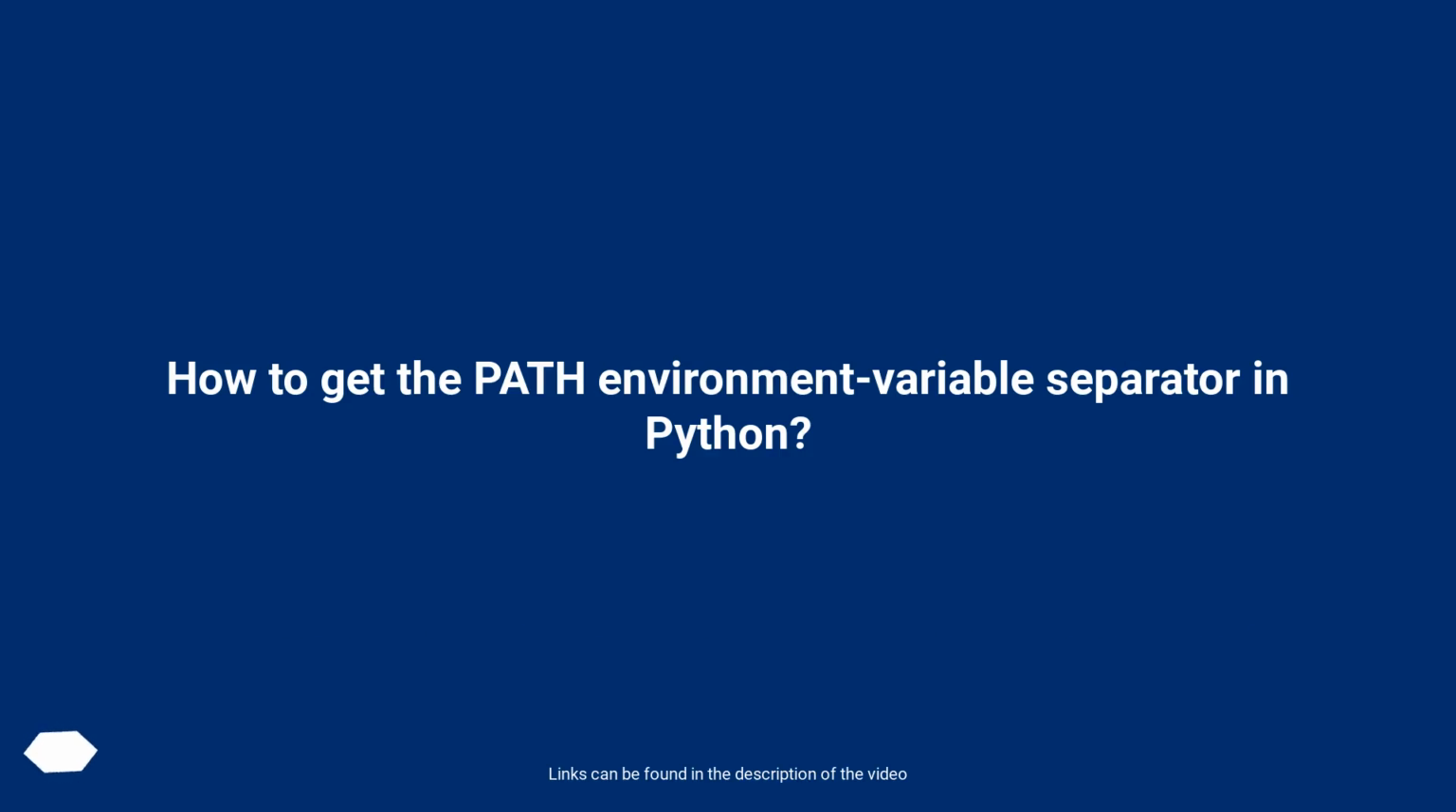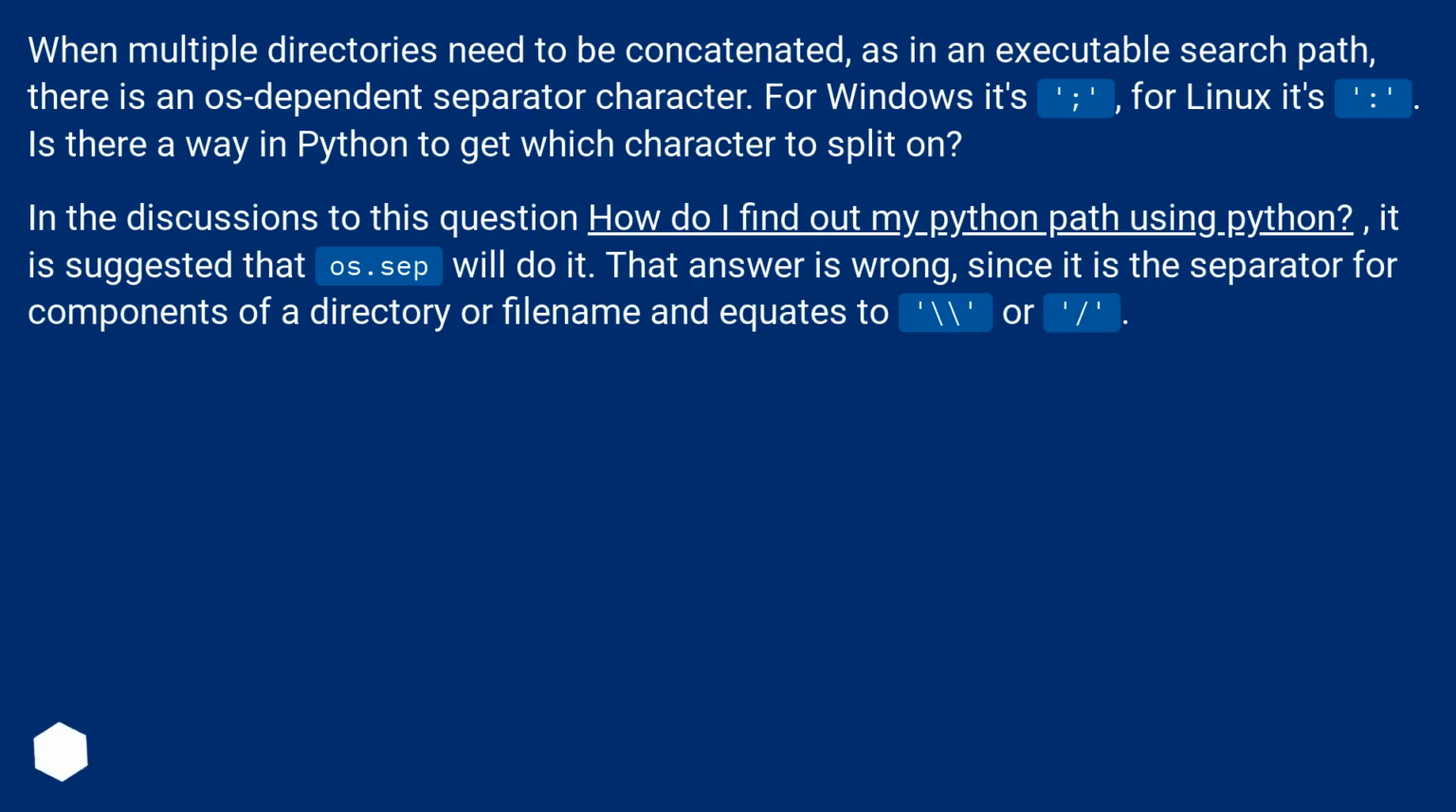How to get the path environment variable separator in Python. When multiple directories need to be concatenated, as in an executable search path, there is an OS-dependent separator character. For Windows it's semicolon, for Linux it's colon. Is there a way in Python to get which character to split on?